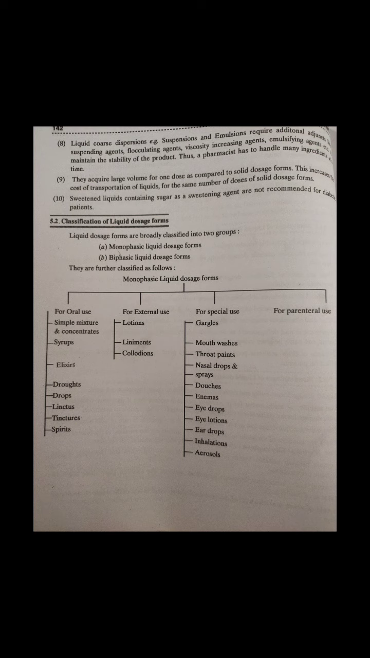Labels on the bottle must have directions like for external use only, apply with camel brush, and all other necessary requirements of liquid dosage forms except the dose column. So next we have nasal drops and sprays.